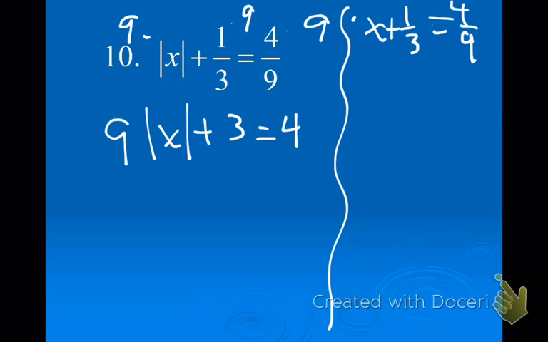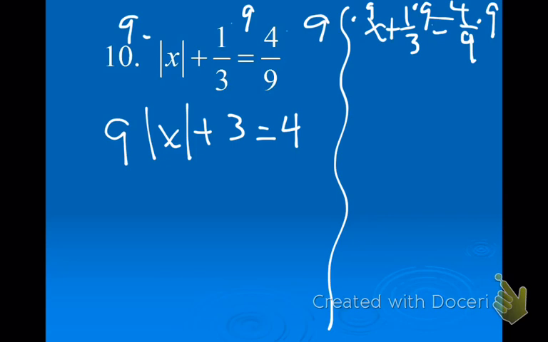And so you get 9x plus 3 equals 4. Yeah. Alright, well I put the 9 inside of the absolute value bars and still got the same answer. Is that okay? Is that what you're supposed to practically do?